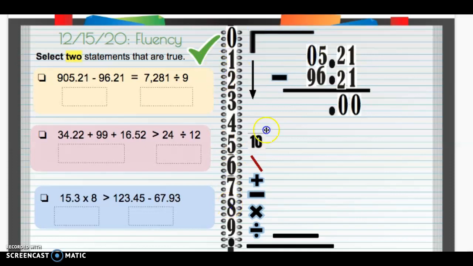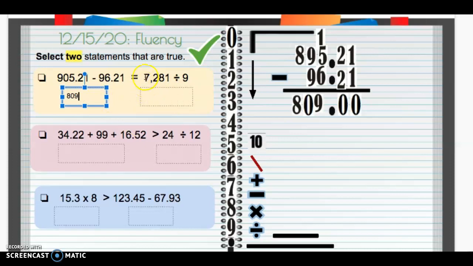The 9 becomes an 8. This 0 would be a 10, but then I got to take from the 10 and make it a 9. And then the 5 becomes a 15. So now I do 15 minus 6, which is 9. 9 minus 9 is 0. And then I bring down the 8, because 8 minus 0 is 8. So I type my answer in, 809. I can also put 0.00, but 809 is the same thing.